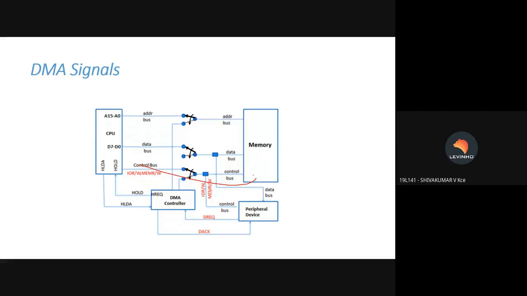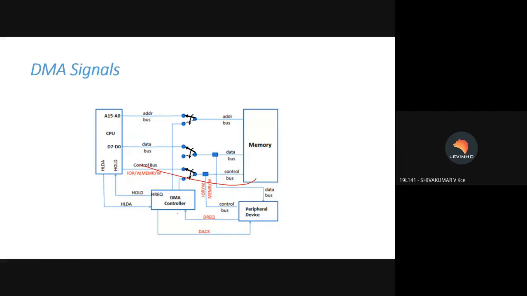Now, whenever an I/O device is used to perform the DMA operation, it sends a signal through the DREQ port. After acknowledging, the DMA controller will send the HOLD signal to the microprocessor. After the microprocessor acknowledges the HOLD signal, it will provide a HLDA signal to the DMA controller so that it can take over the bus control.